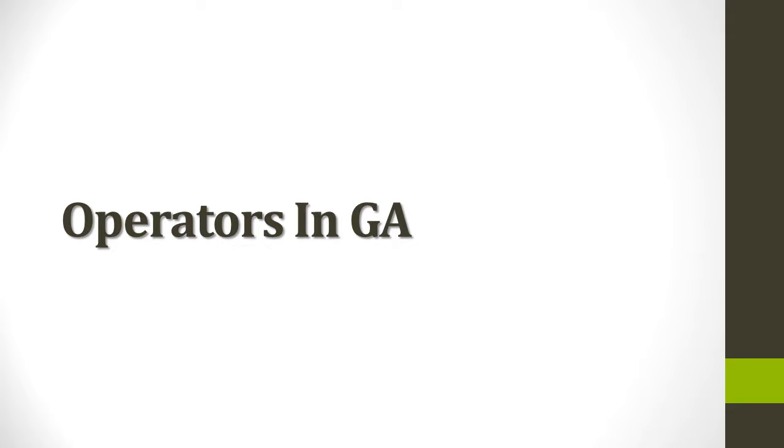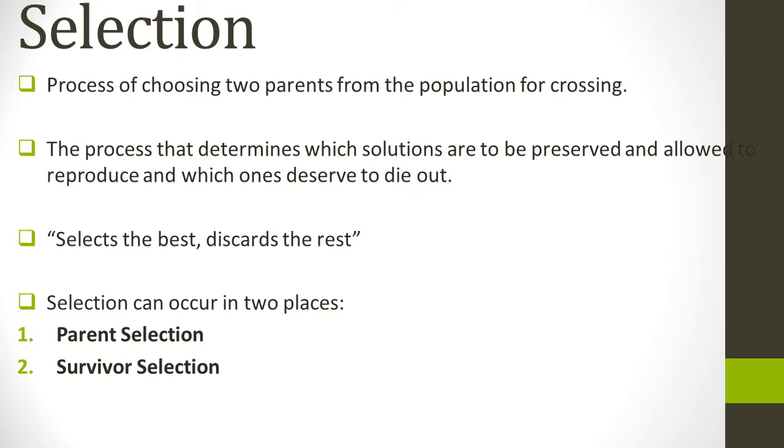Today we will see the operators in genetic algorithm like selection, mutation and crossover. Selection is the first step of process evaluation. Selection is the process of choosing two parents from the population for crossing. The process that determines which solutions are to be preserved and allowed to reproduce and which ones deserve to die out. The primary objective of the selection operator is to emphasize the good solution and eliminate the bad solution in a population while keeping the population size constant.